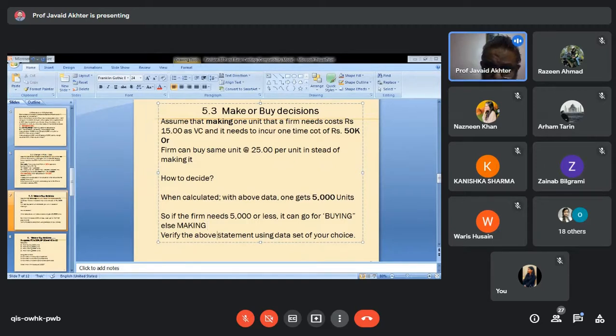But here, in case the firm needs exactly 5,000, you may take either decision, but with each decision there must be a valid reason for that. Suppose, as was explained in the class earlier also, the firm needs more or less 5,000 units only. So what would be your preference, making or buying?